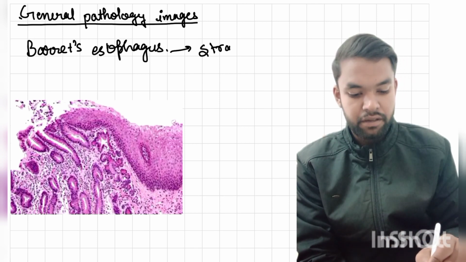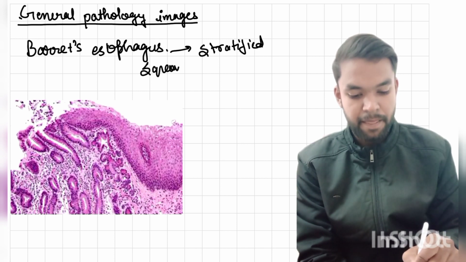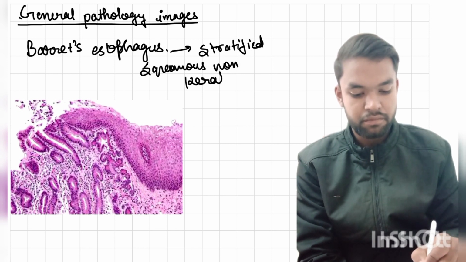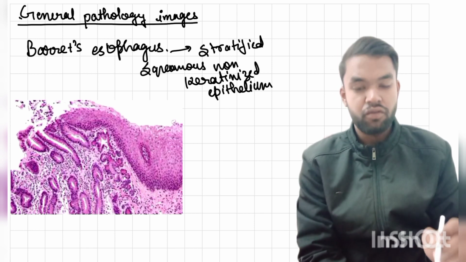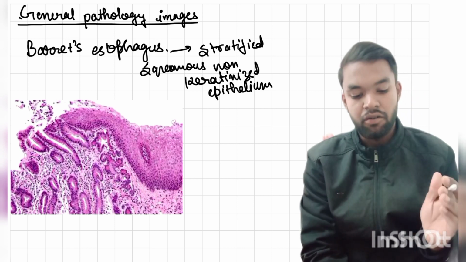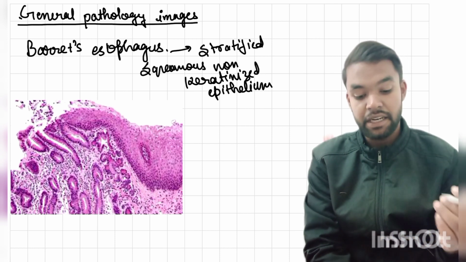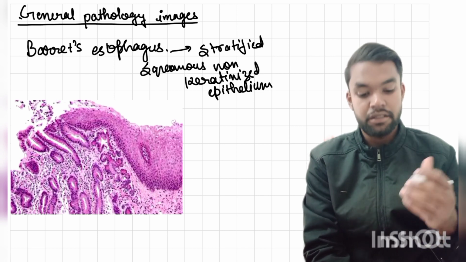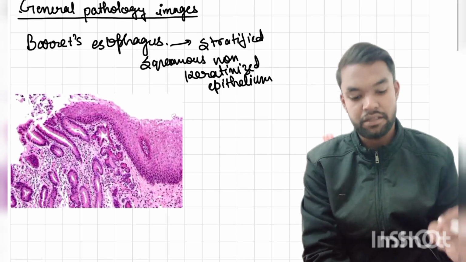So stratified squamous non-keratinized epithelium. What happens in this case is that our stratified squamous non-keratinized epithelium gets converted into columnar epithelium with glands, and this condition is in response to GERD. That is the stressful condition for Barrett's esophagus.